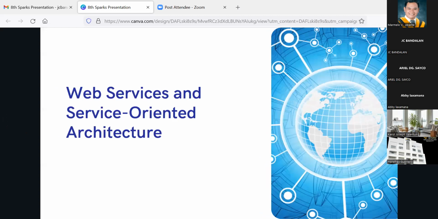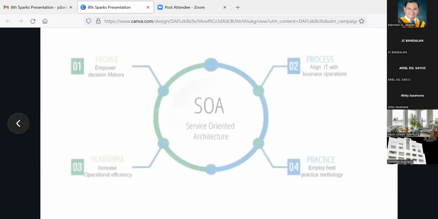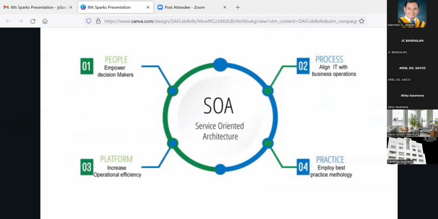Yung web services and service-oriented architecture or yung SOA na sinasabi natin, ito siya. So it actually benefits lots of things in the company. Like for example, if you do have a well-organized service-oriented architecture, number one for the people, it empowers the decision makers. And the second one, for the processes, it aligns IT with the business operations. Later on, it will be discussed further as we tackle the matter. For the platform, it increases operational efficiency. And for number 4, practice as we employ best practice methodology.